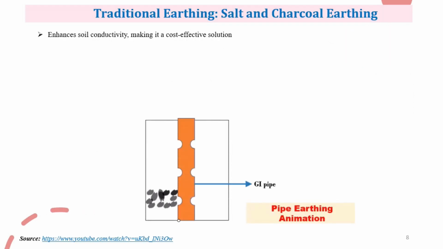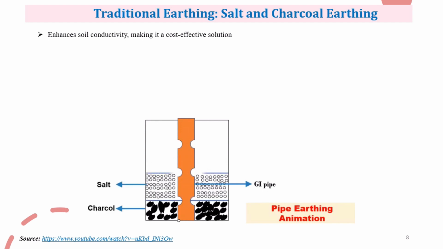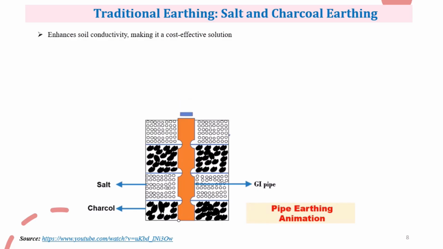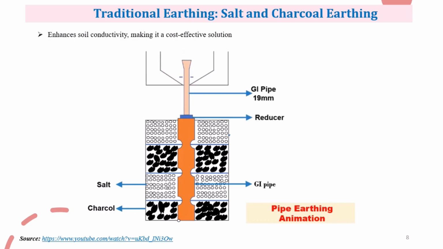The traditional earthing method uses a mixture of salt and charcoal. This system needs a specific installation space and regular maintenance, like adding more salt and charcoal every 3 months. Unfortunately, it can corrode quickly and may only last less than 10 years.